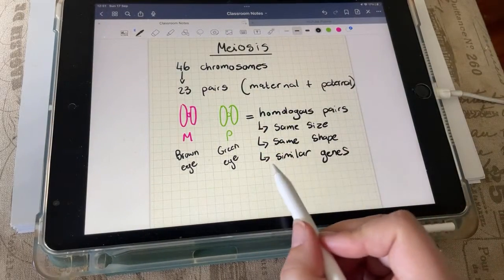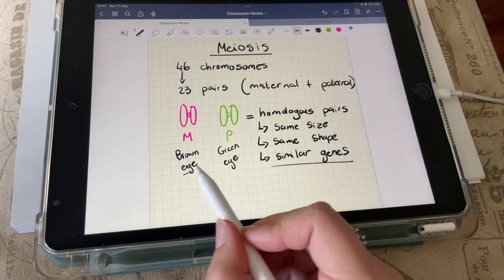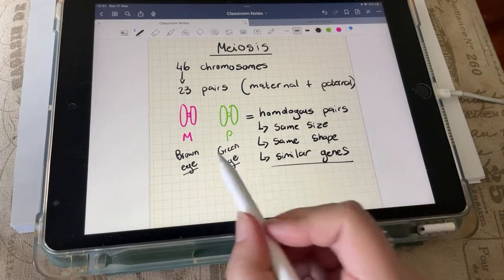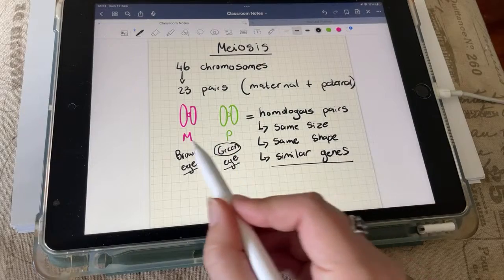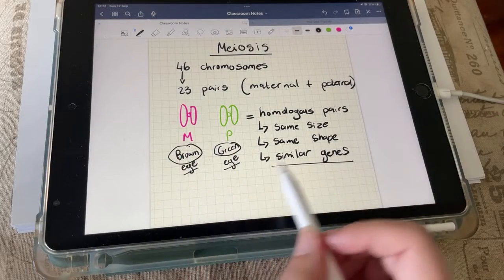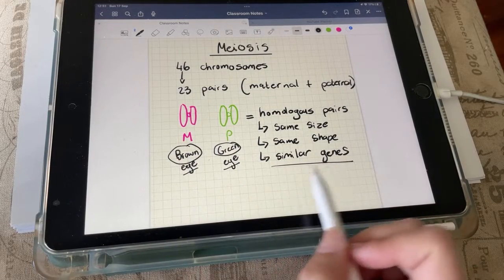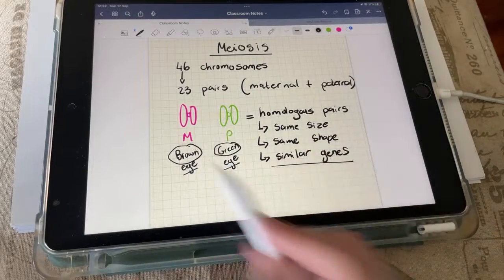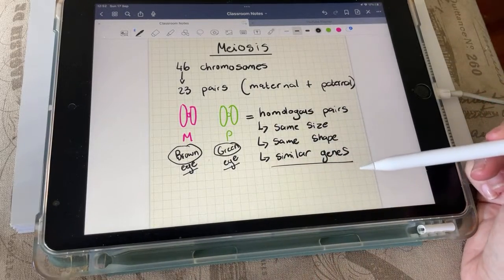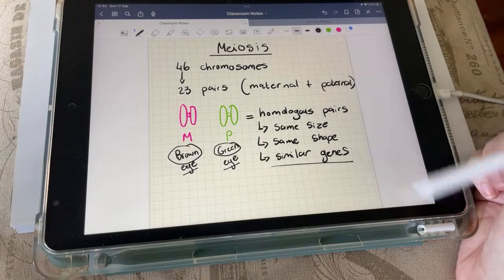They have similar genes in that they're both carrying eye genes, but do you see that the actual characteristic is slightly different? So we say they have similar genes. So that is a homologous pair, and these are the things that you use to quantify it being a homologous pair.